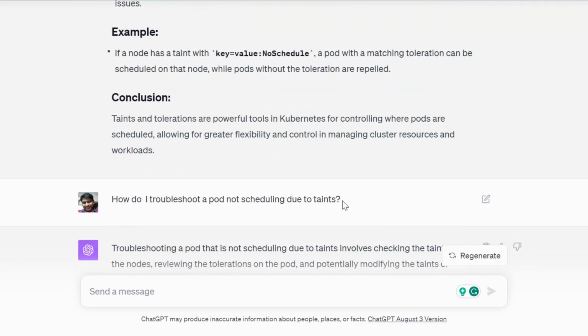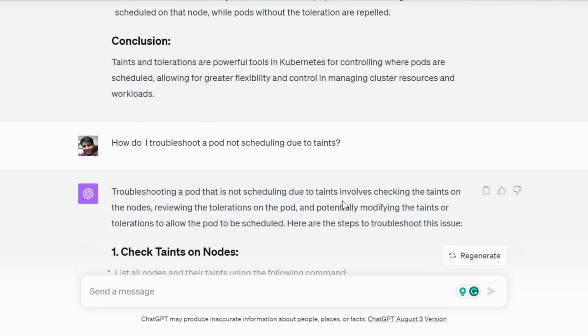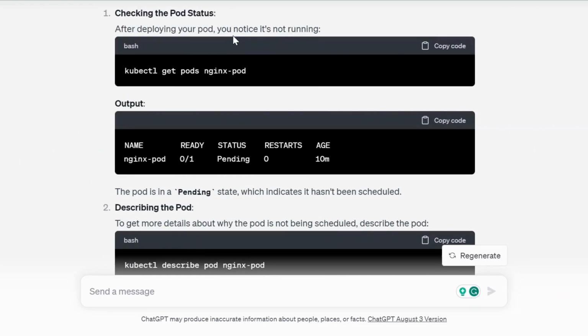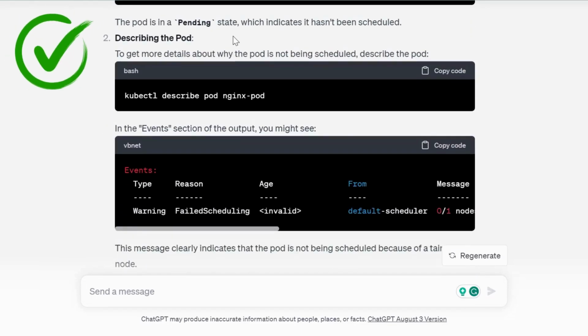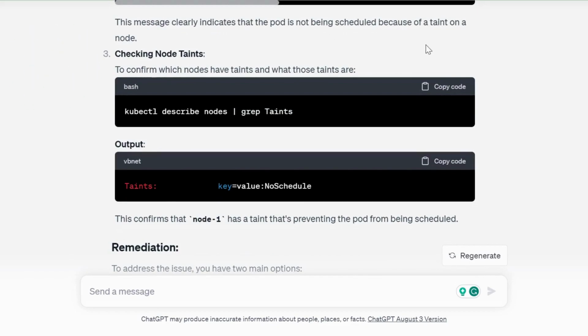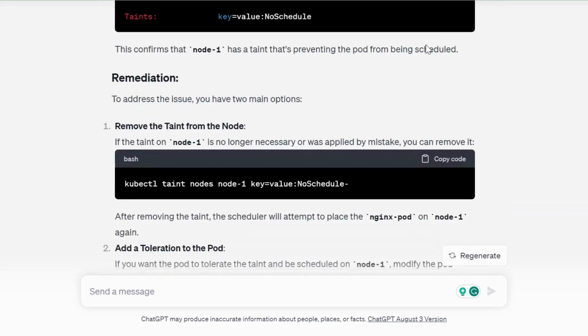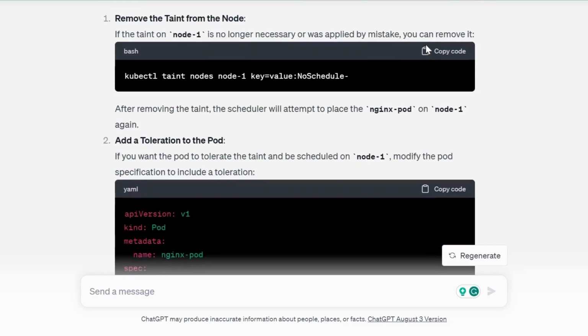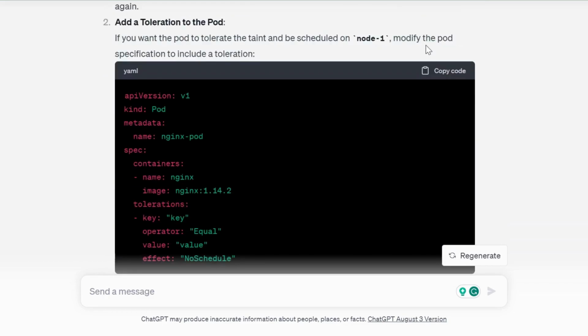With this knowledge, we asked ChatGPT to guide us on how to troubleshoot an unscheduled pod. ChatGPT walked us through the steps, checking the pod status, describing the pod to find events, and then identifying any taints on the node. Once it was verified that a taint was the reason why the pod was unscheduled, ChatGPT offered two solutions: either remove the taint or add a toleration to the pod. They even showed us how to do either of these steps. So thanks to ChatGPT, we were able to resolve our Kubernetes issue.